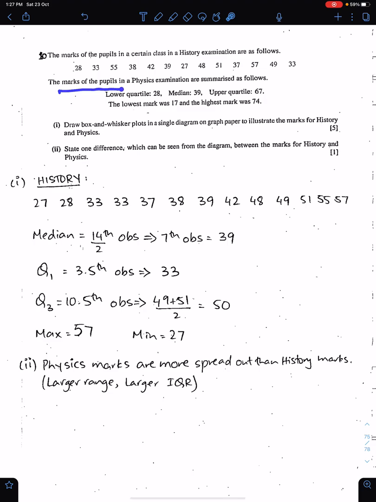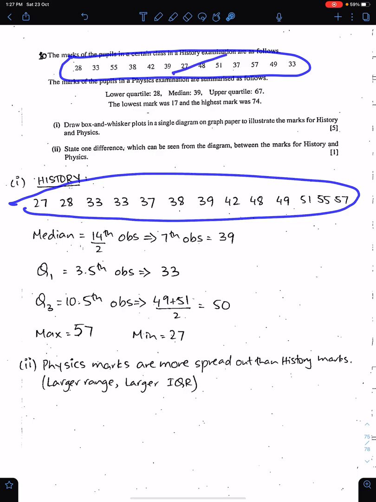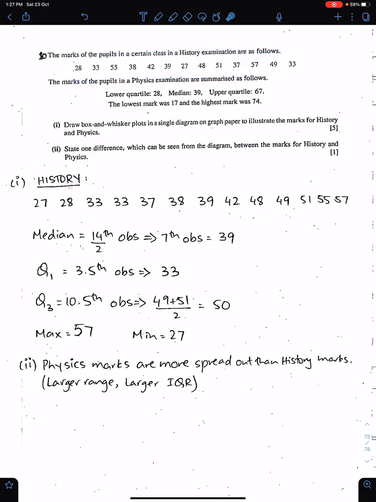The marks of pupils in a physics examination are summarized as follows. Draw a box plot. 2 box plots for history and physics. For history, we have to arrange the data in ascending order. This is the ascending order of this data. These are 13 observations. 1, 2, 3, 4, 5, 6, 7, 8, 9, 10, 11, 12, 13.